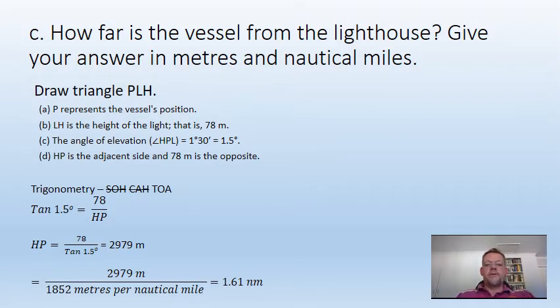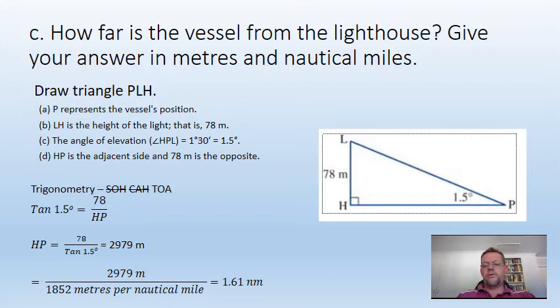So how far is the vessel from the lighthouse? We need to give our answer in meters and in nautical miles. So we really need to draw the triangle, PLH. P for the vessel's position, H you can think of as sea level, so the bottom of the lighthouse, and L for the top where the light actually shines from. So LH is the height of the light. In this case it's 78 meters, so we draw that on the triangle.